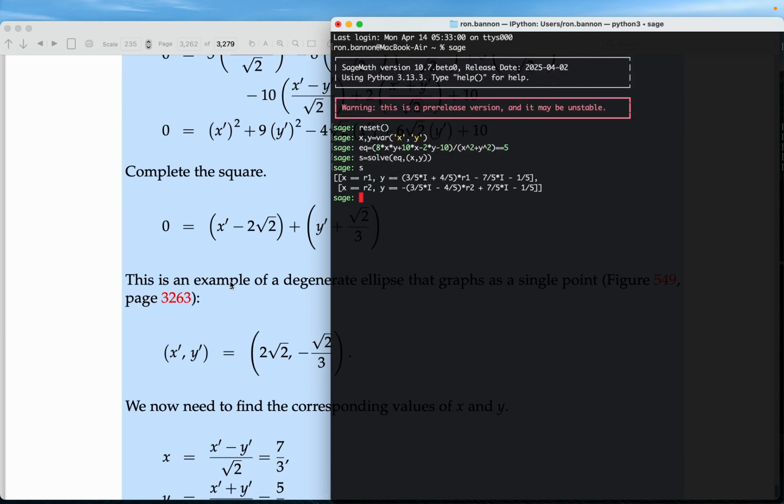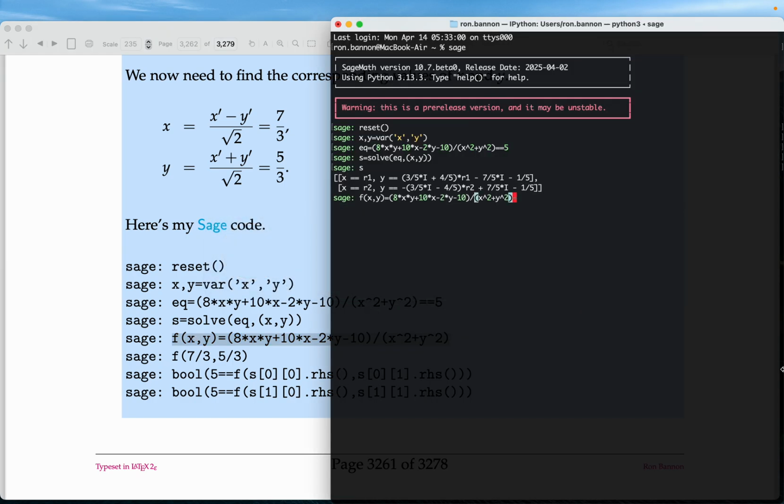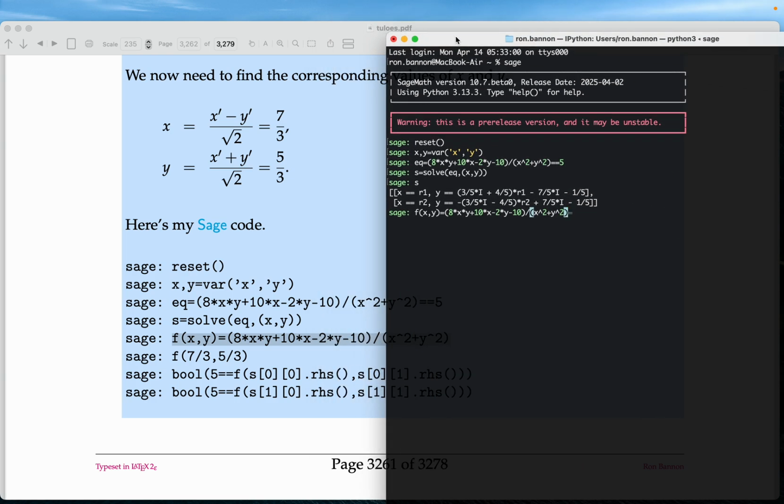Let's go back to our code and see why we did that. The function f of (x, y) is right there, and this is an assignment. I'm taking, maybe I didn't copy it all the way. Let me just take a look at it. No, I did. All right. And then I'm going to evaluate f at the solution that I found, which is 7/3, 5/3. And what should that produce? It should produce the number 5. It produces 5 as expected.